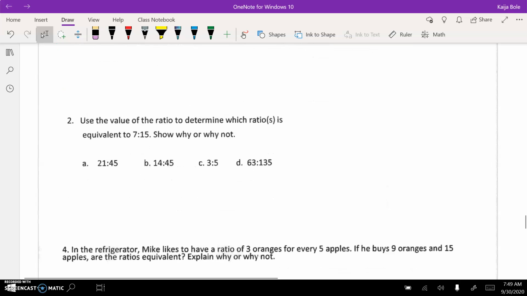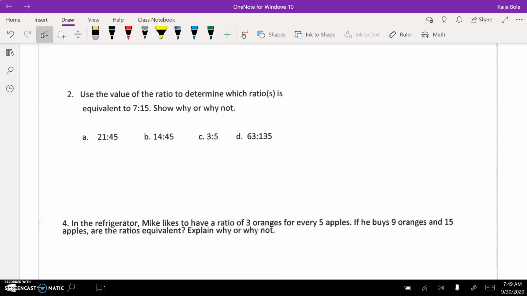Number 2 says to use the value of the ratio to determine which ratio is equivalent to 7 to 15. Show why or why not. Well, the value of the ratio of 7 to 15, we write it as a fraction, 7 over 15, and we cannot simplify that. So that's the value we're trying to get at.